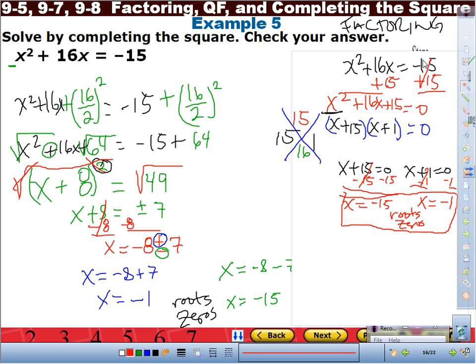We need to graph this, don't we? Yay! Graphing. It fits underneath, right? All right. So what are my x-intercepts? Negative 15 and negative 1. What is my y-intercept? Positive 15, which is right here. And my parabola should look something like that.